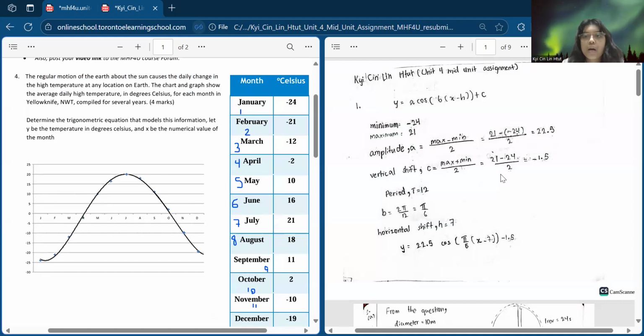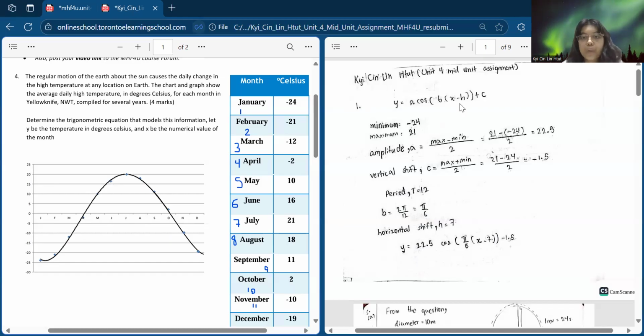So for this solution, I use the cosine function model, which is y equal to a cos b into x minus h plus c. And from the graph, we can see that the maximum point was in January, and we can also look at the chart, which is minus 24. So we get the minimum value. And then for the maximum value, we also do the same. The maximum is in July, and if we look at it here, its maximum is 21.